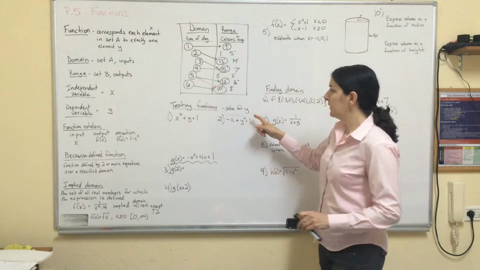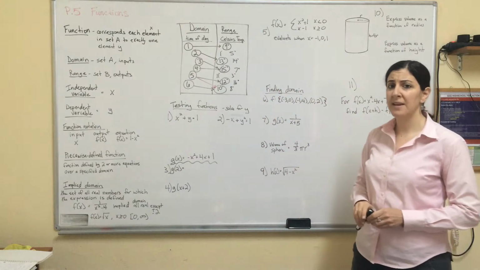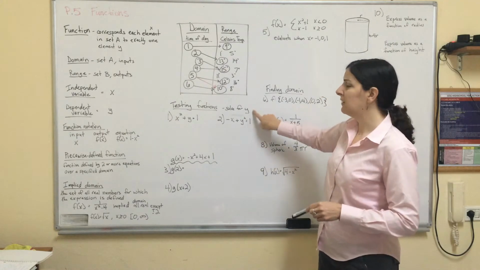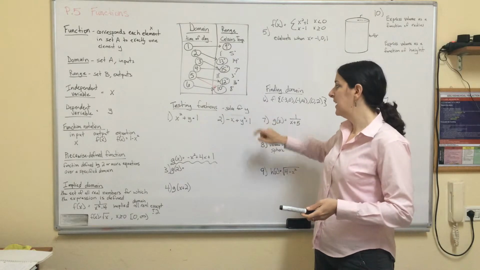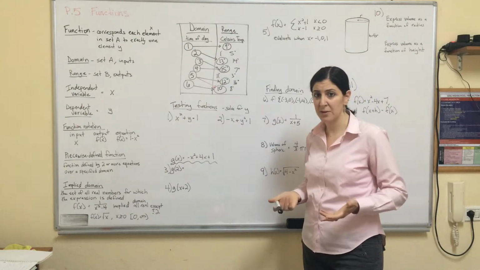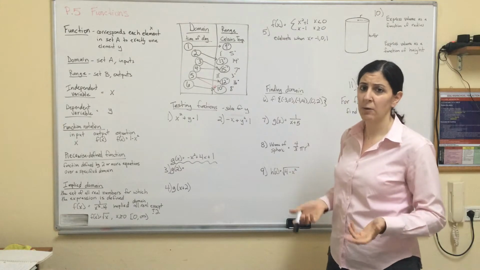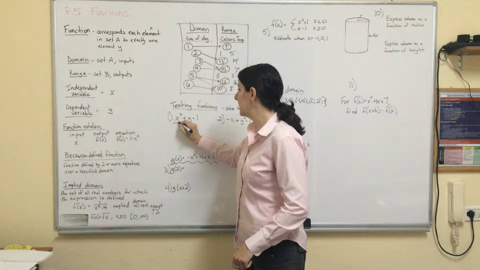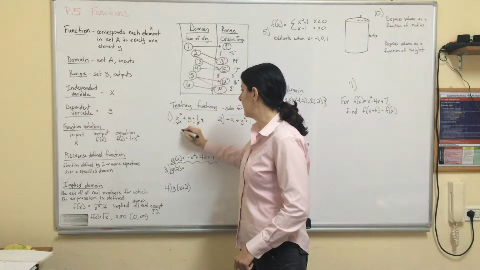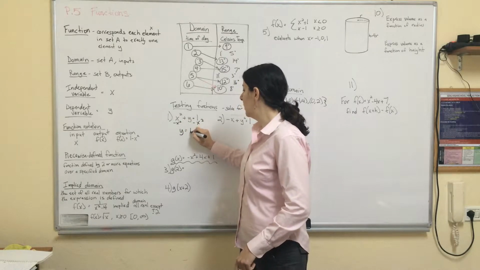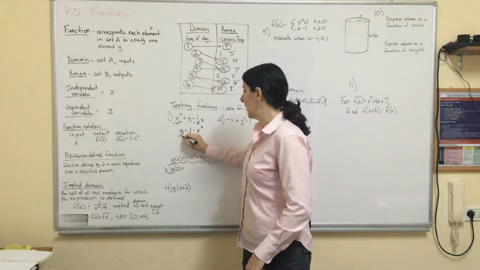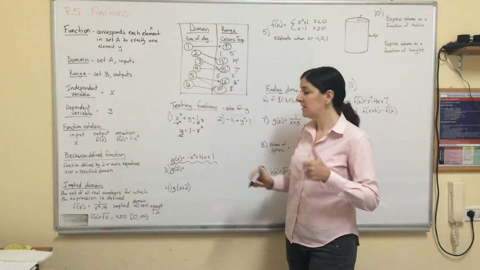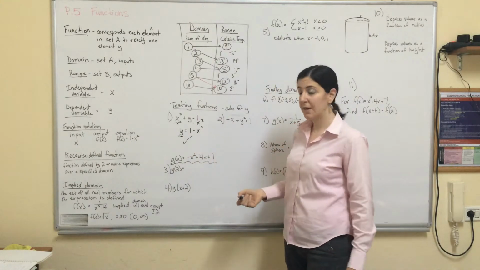So if we look over here at testing functions, if we want to test to see if this is a function, then we would solve for y. That's how you test a function, and depending on how many solutions you have determines whether or not it will be a function. If we look at this one, we move x squared to the other side. We have y equals 1 minus x squared. That's only one solution, so this one would be a function.